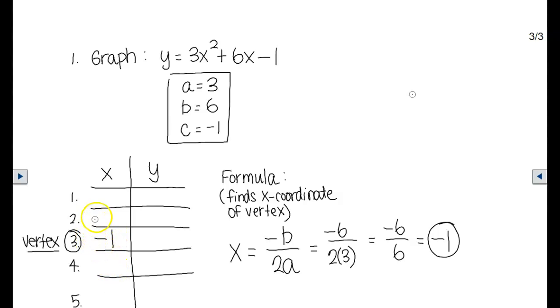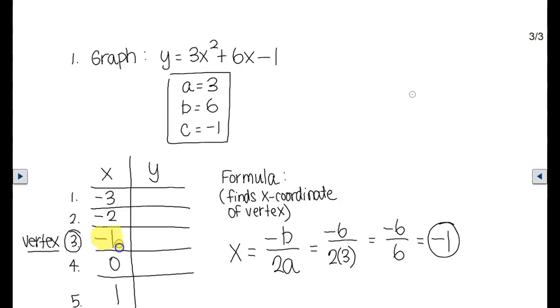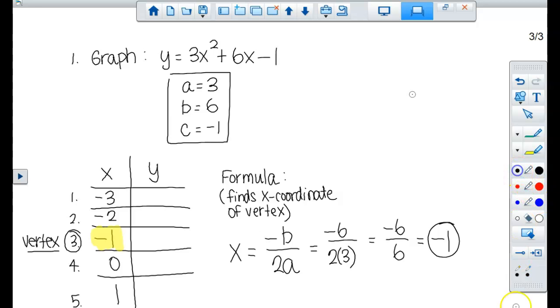So let's see, going smaller than negative 1, I could use negative 2 and negative 3. And then going larger than negative 1, I could use 0 and 1. So let's make sure we understand how we just filled in the x-coordinates for this table. The middle one we got by using this formula over here. And then I chose 2 that were smaller than that negative 1 and 2 that were larger. So that first x value I find using my formula, and then the others I get to pick.